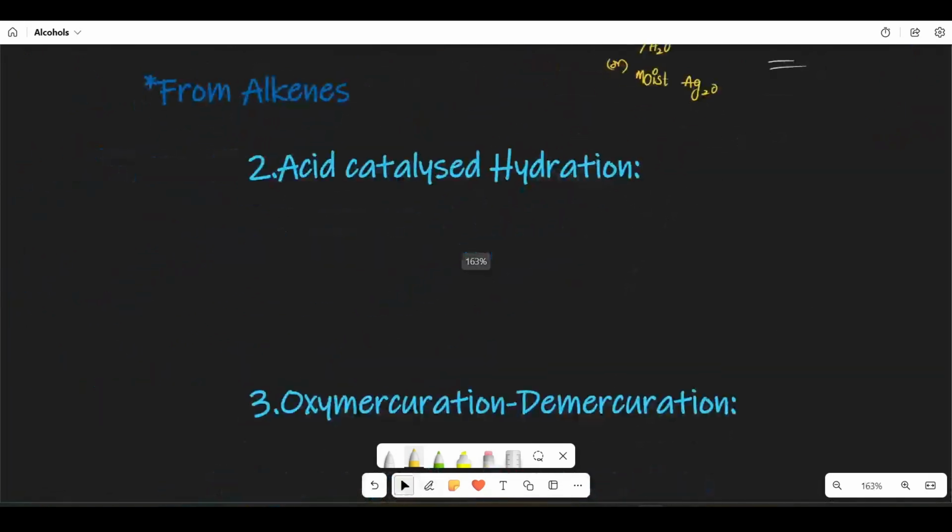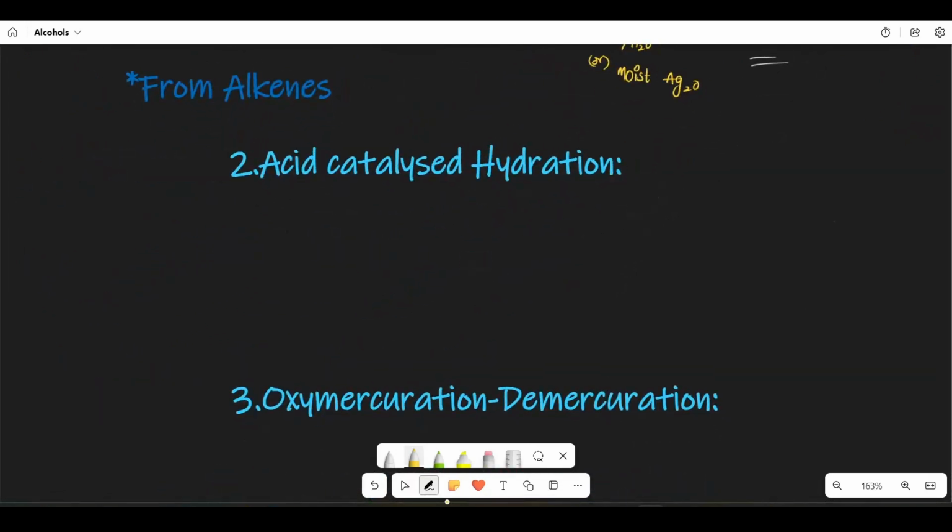The next method is that from alkenes we can also prepare alcohols. Let's see one by one. There are a few different types of reactions here. We already discussed all these reactions in hydrocarbons, but let's just revise them once again. From alkenes we can prepare alcohols. The first method is acid catalyzed hydration. Let's see one example.